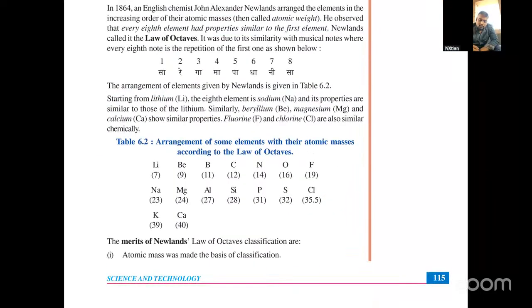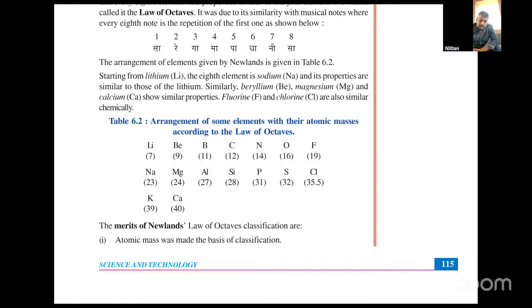Now, Newland's first merit is that atomic mass made the classification. So I told you this is a merit. He arranged the elements first in increasing atomic mass and then he observed it. So he got the pattern not randomly, but in the increasing atomic mass.